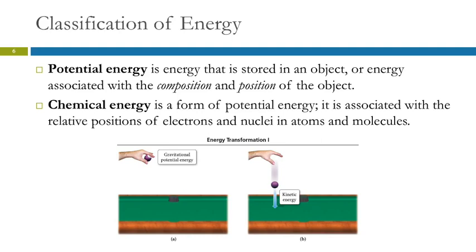The other broad category of energy is potential energy. So kinetic energy, energy of motion. Potential energy is energy stored in an object or energy associated with the composition and or position of the object.